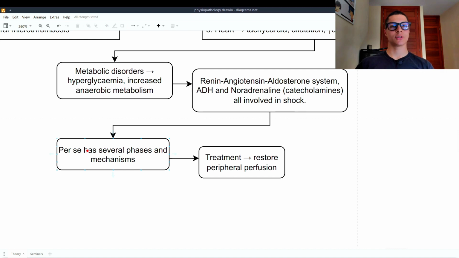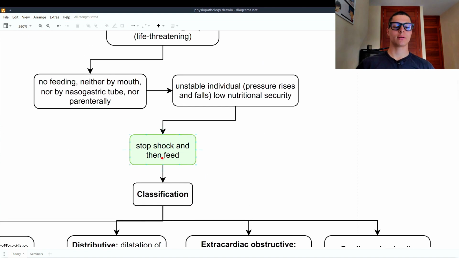Per se, the shock has several phases and mechanisms. And the main treatment for the shock is to restore the peripheral perfusion, and only then you can feed. Stop the shock and then feed.